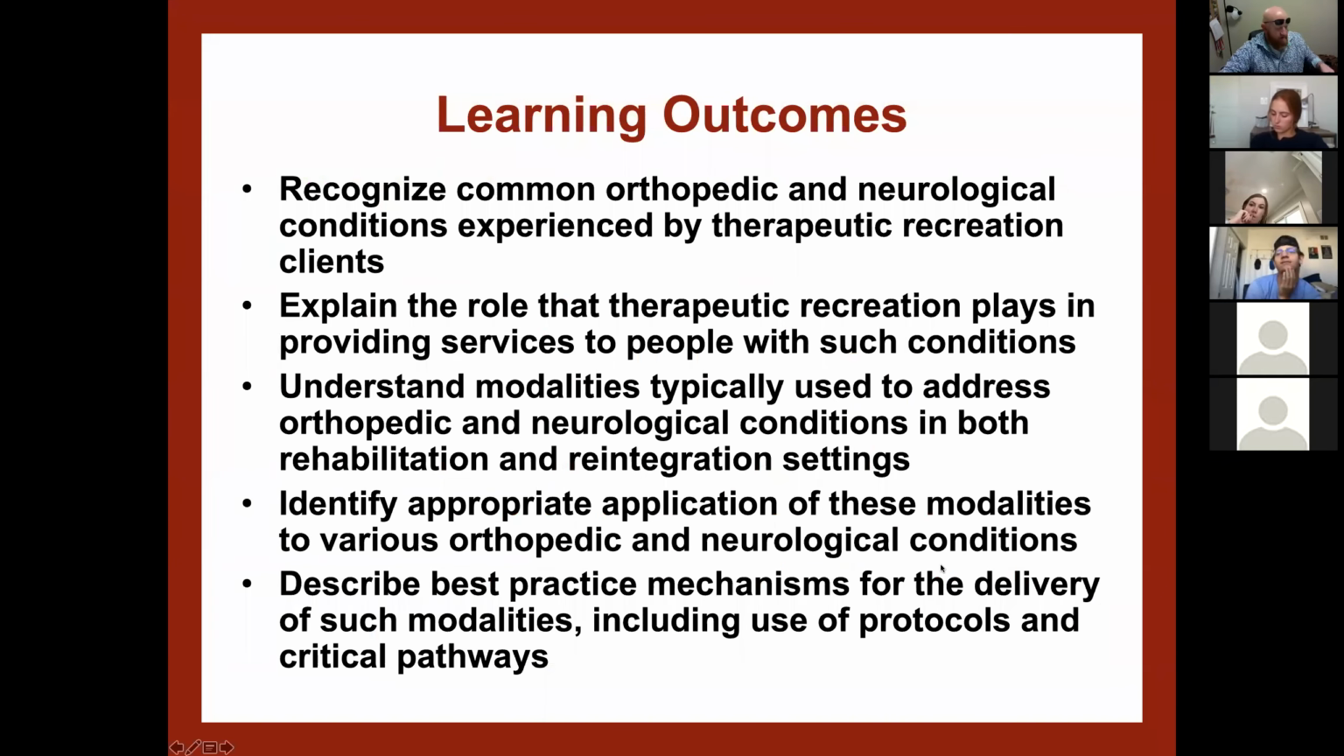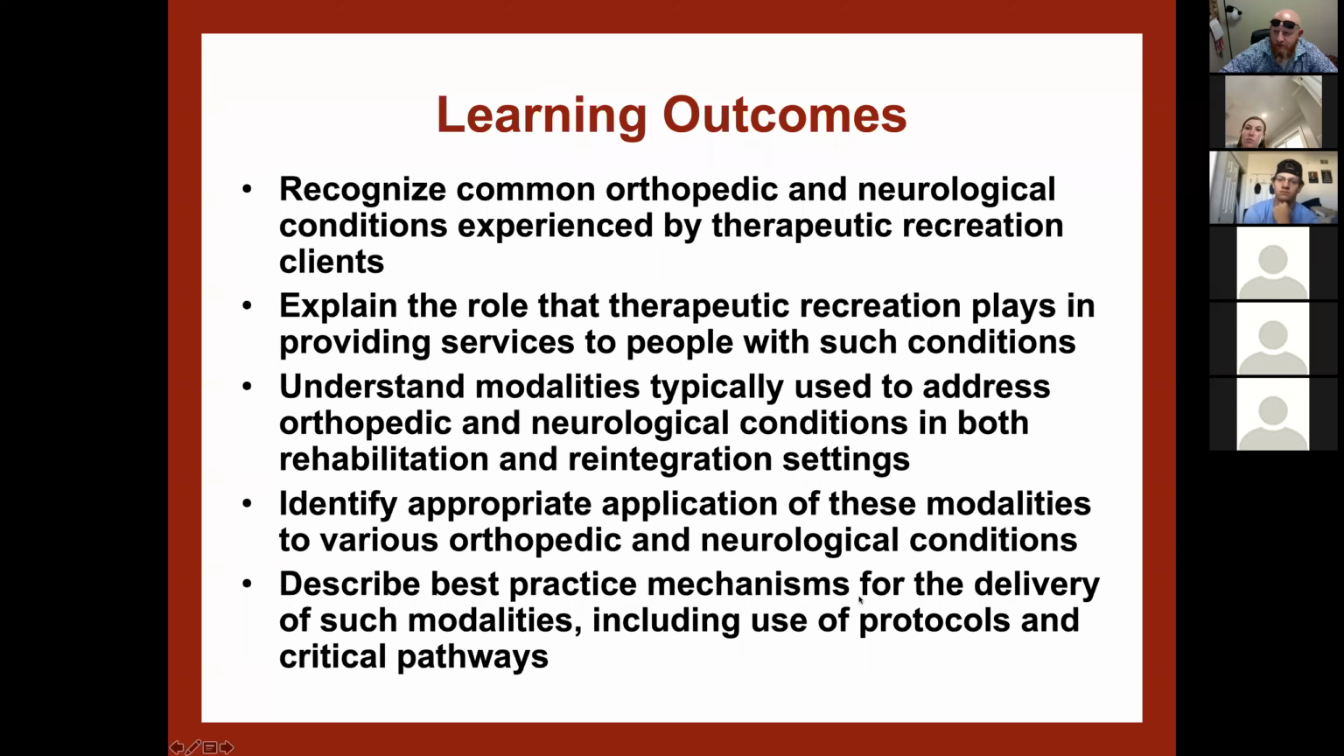As far as the learning objectives, we're going to hit on orthopedic, which is skeletal system basically, and neurological, which is going to be our nervous system. Conditions that people can have that can be served by therapeutic recreation practitioners. We'll also talk about what role therapeutic recreation plays in providing services to people with those conditions. We'll talk about what modalities, or again, that's just tools that we use to address these conditions in rehabilitation settings and in reintegration, trying to get them back into the community. And we'll talk about appropriate application of these tools, when we should use them, things like that as we go through.